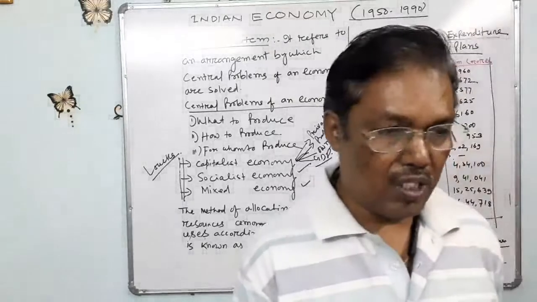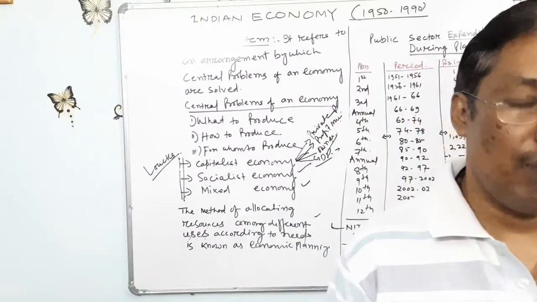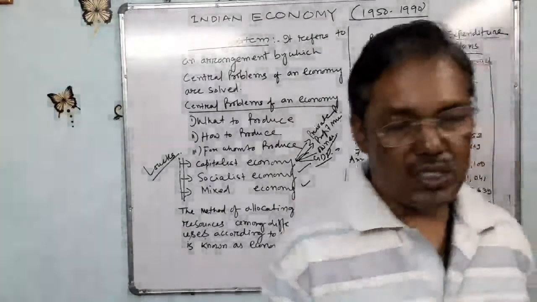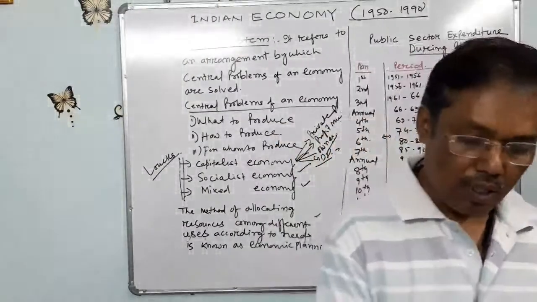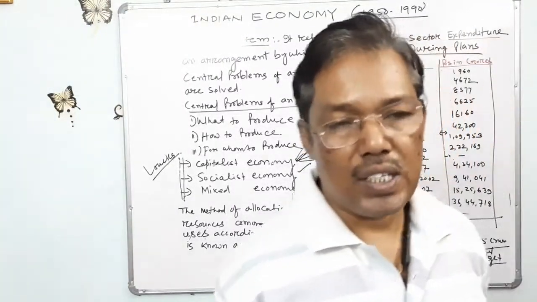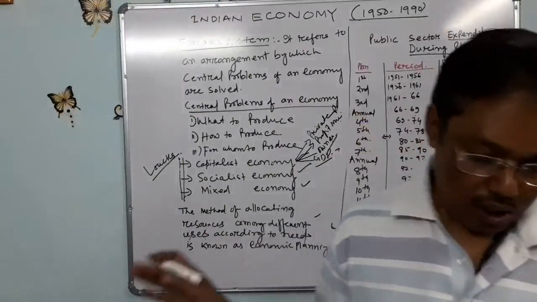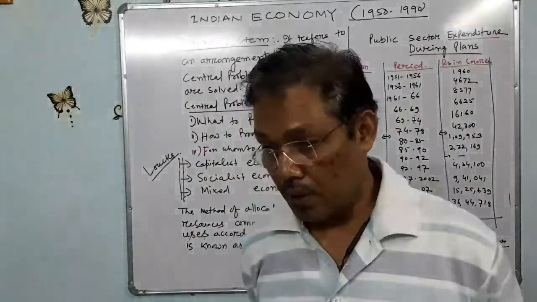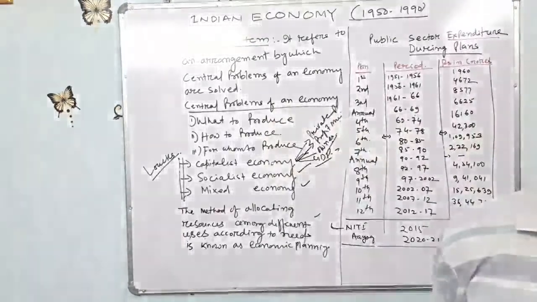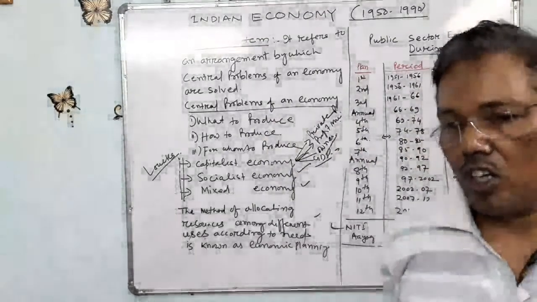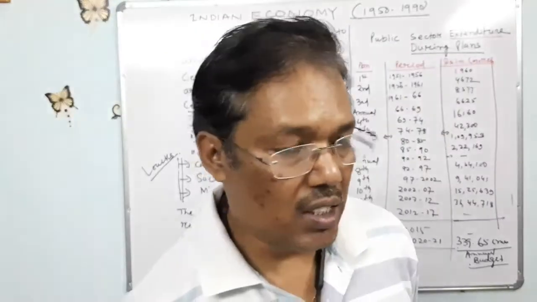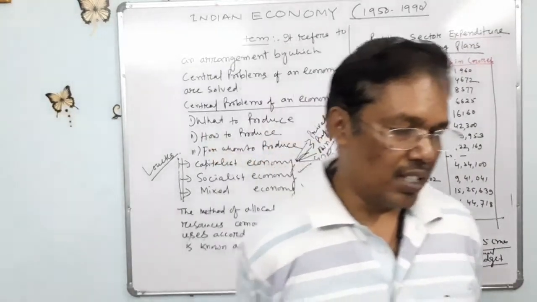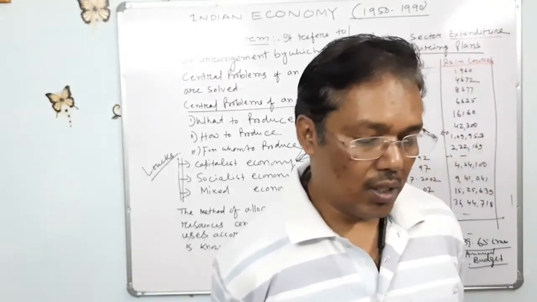So the merit of the socialist economy is equality, or equal distribution of income and wealth. GDP here does not grow in an accelerated process; it will grow slowly. That is the demerit of the socialist economy. The socialist economy was implemented in the Soviet Union and China at that time. Pandit Jawaharlal Nehru, the first Prime Minister of India, was also not interested in implementing socialist economic policies.